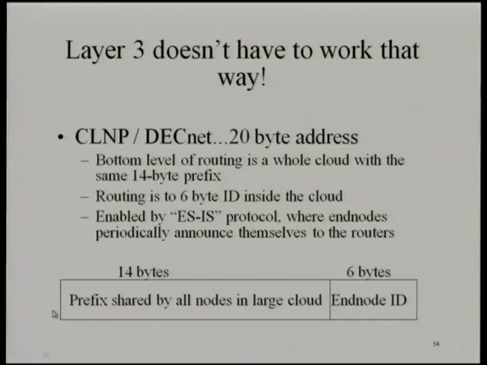It was a 20-byte address where the top 14 bytes you could think of as a prefix for your entire cloud or your entire enterprise. And then the bottom 6 bytes, you put your Ethernet address in there. So the way a router would work is if the top 14 bytes were the same as the cloud, then it routes based on the bottom 6 bytes, keeps track of where all the end nodes are, and the end nodes help out by announcing, hey, I'm over here.